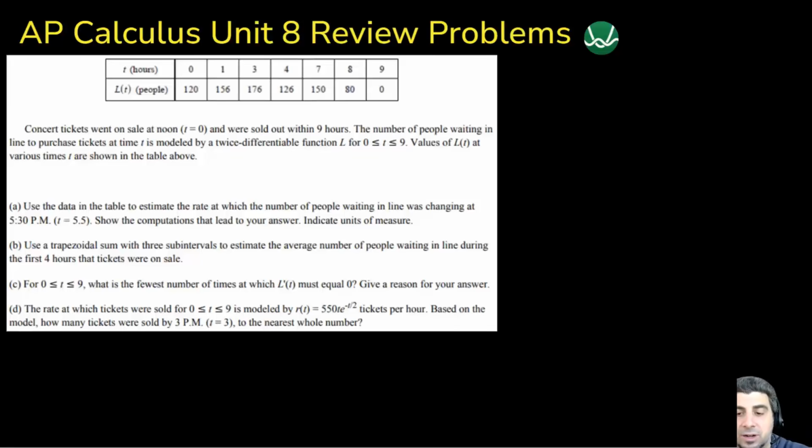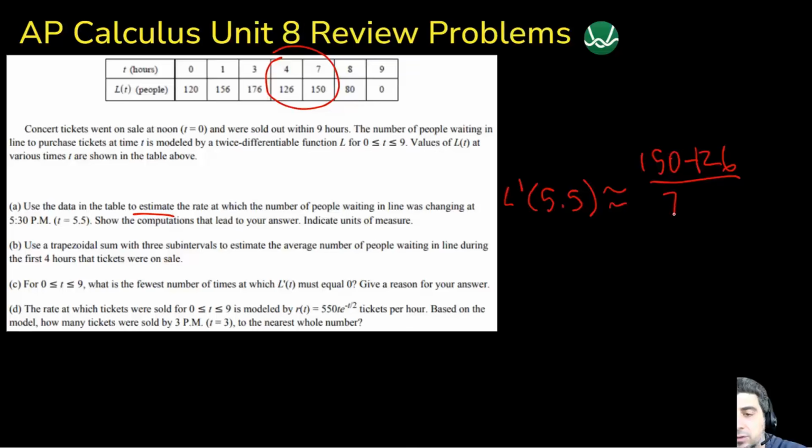We want to make sure we're using correct notation. This would be L prime of 5.5. And since we're estimating the rate, we're going to use the wavy equals signs. And since all we have are data values in the table, we would pick the two values closest to 5.5, which are when t is 4 and 7. And we just get the rate of change between those two. So 150 minus 126 over 7 minus 4, which is equal to 8. Make sure you include the units on here, which would be people per hour.